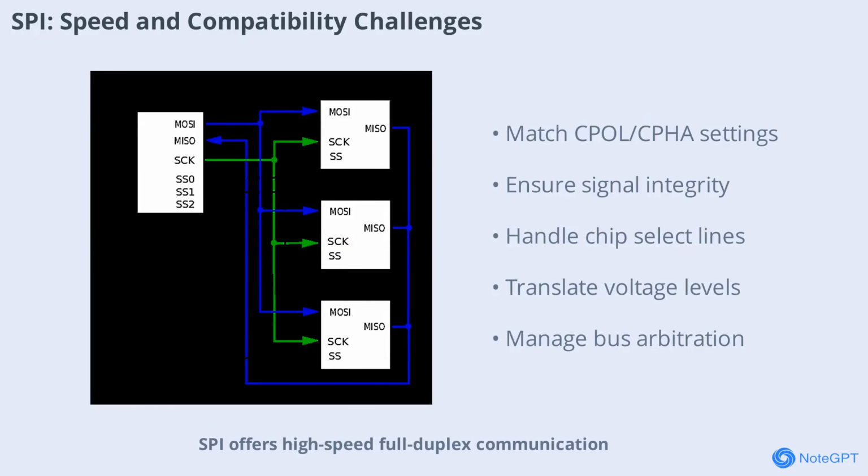SPI offers high-speed full duplex communication, but its flexibility can be a double-edged sword. Clock polarity (CPOL) and phase (CPHA) mismatches between master and slave are a classic source of failed data transfers. Signal integrity becomes a major concern at higher speeds, especially with quad or octal SPI modes. Crosstalk, skew, and reflections can all corrupt data.